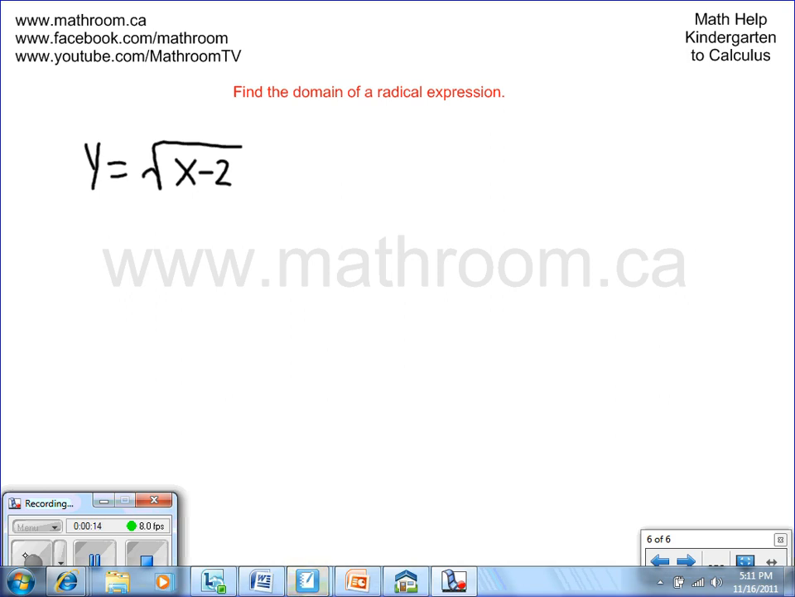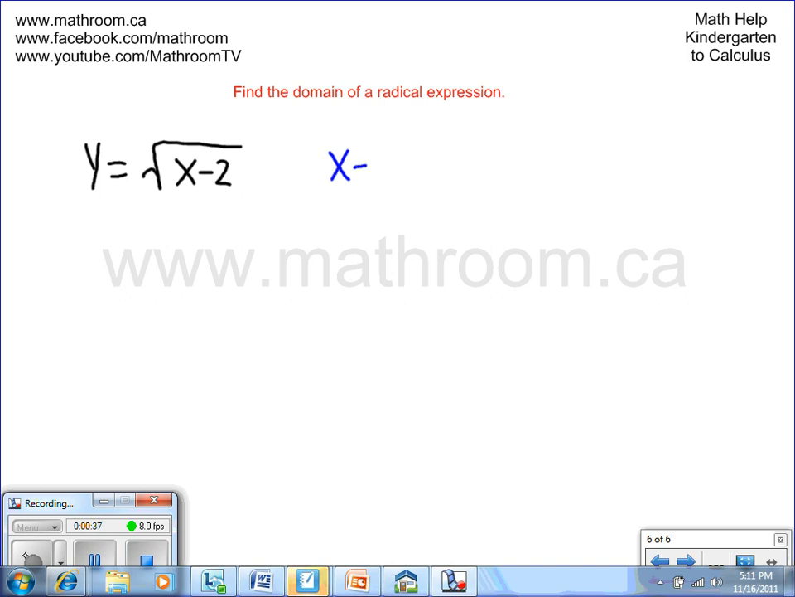Now, to find what x can be, it might be easier to start by finding out what x cannot be, and then we'll be on our way to finding the domain, all the values of what x can be. We know that the square root of a negative has no real answer. There's no real number that is the square root of a negative number. So let's start with what x must be.